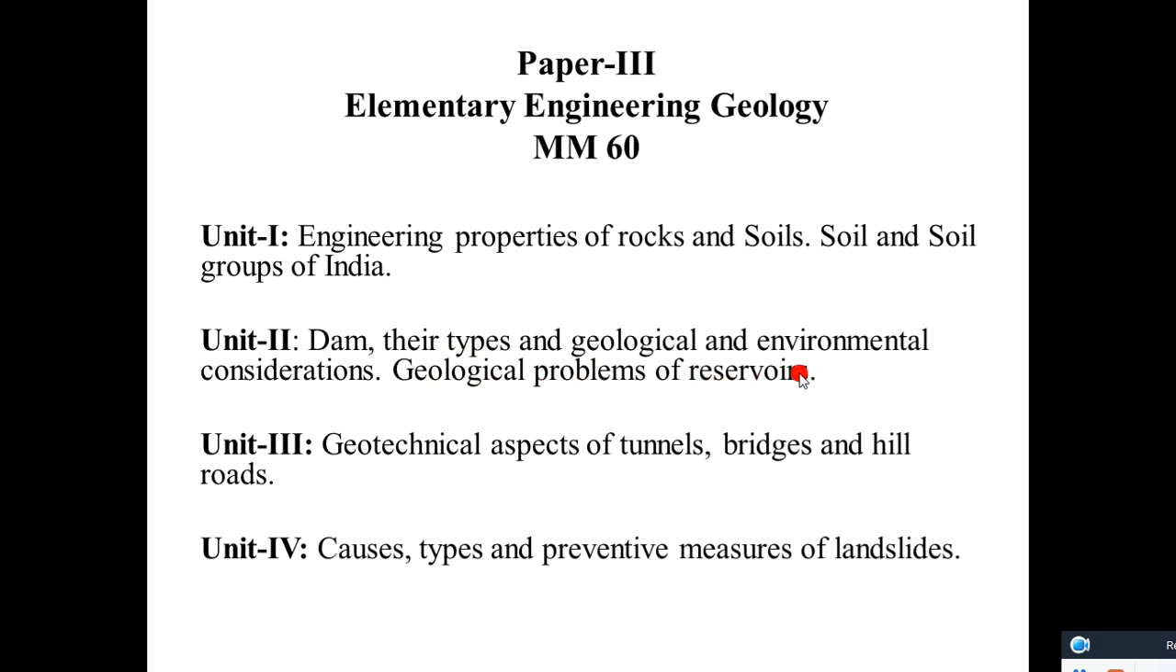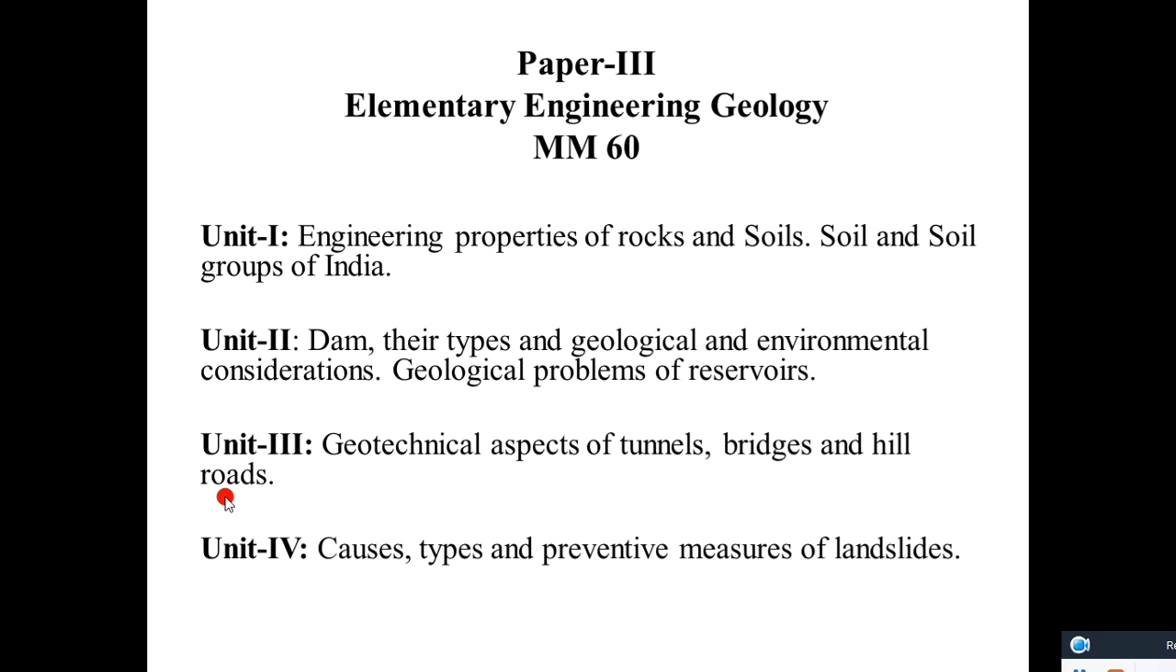Then we will understand the geological problems of reservoirs. Now reservoirs are areas where a lot of water can be stored. That may be a dam or any other structure. So we will study what reservoirs are and what geological problems we face for the construction. Then unit 3 is geotechnical aspects of tunnels, bridges, and hills where roads are built.